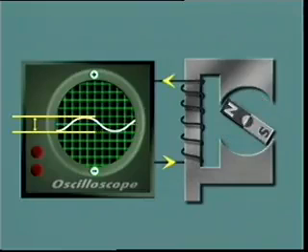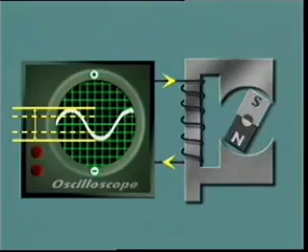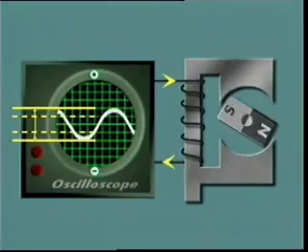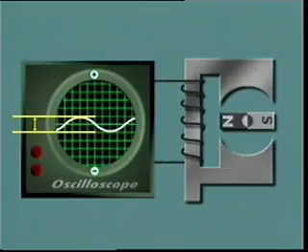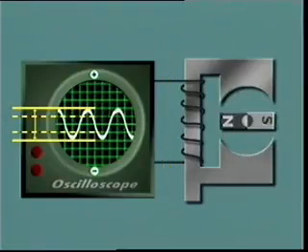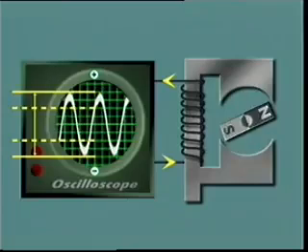The value of the induced EMF depends on the strength of the magnetic field. Increasing the strength of the magnetic field increases the value of the induced EMF. It also depends on the speed at which the magnet rotates and on the number of turns of wire on the stationary coil.